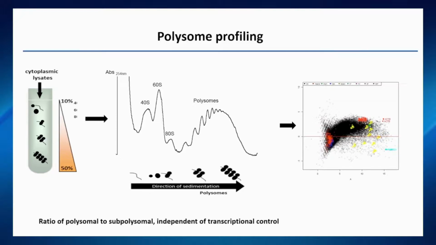If you look at a ratio from the subpolysomal region to the polysomal region, you get a ratio of what's being translated, which is independent of transcriptional changes. Often things that are up at the level of translation can also be up at the level of transcription, and you don't want that to confound the data that you get.